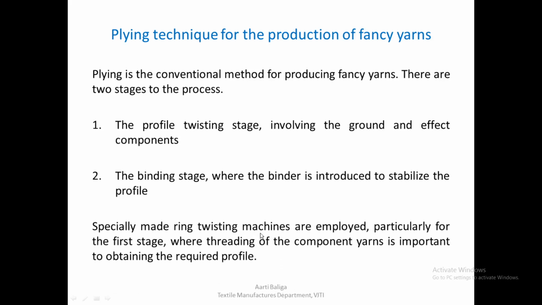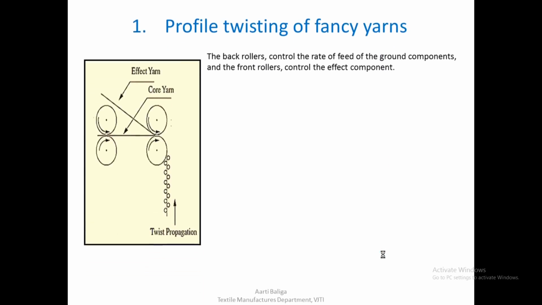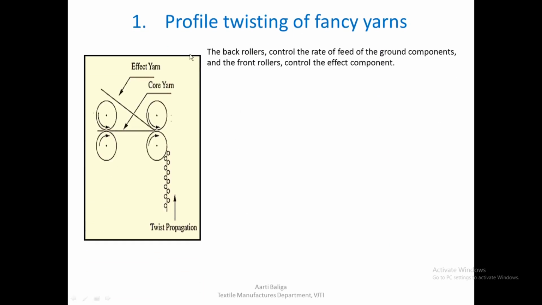Specially made ring twisting machines are employed, particularly for the first stage, where the threading of the component yarn is important to obtain the required profile. So there have to be some modifications in the normal doubling machine to take care of this bringing together of the ground and the effect components. We shall shortly see why those modifications are necessary. So let us see the passage of yarn while producing this fancy yarn.